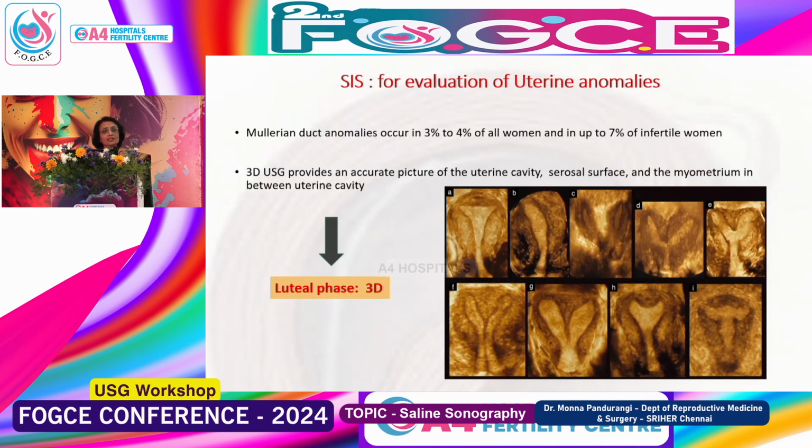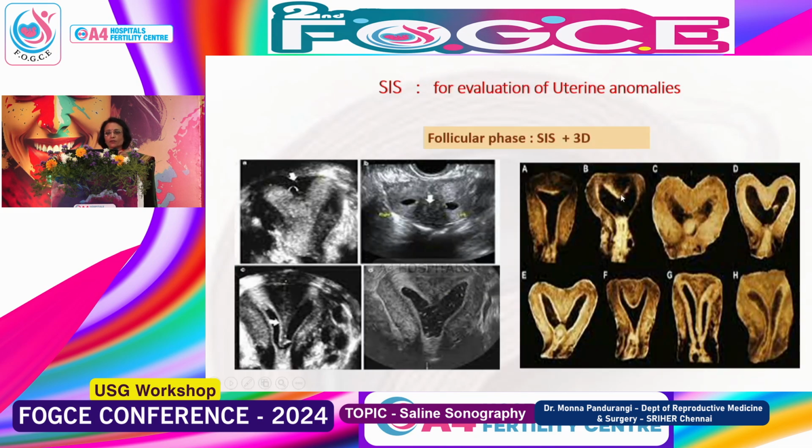For uterine anomaly, we say call the patient back in the luteal phase so that you have a thick endometrium like this, and you can evaluate the uterine cavity and get information on what type of uterine abnormality it is. But why not in the follicular phase? Combine it with SIS. If you inject, you see the beautiful cavity. This is normal, this is arcuate, this is subseptate, and you can differentiate it so well. This is where SIS plays a role in identifying the uterine anomalies.